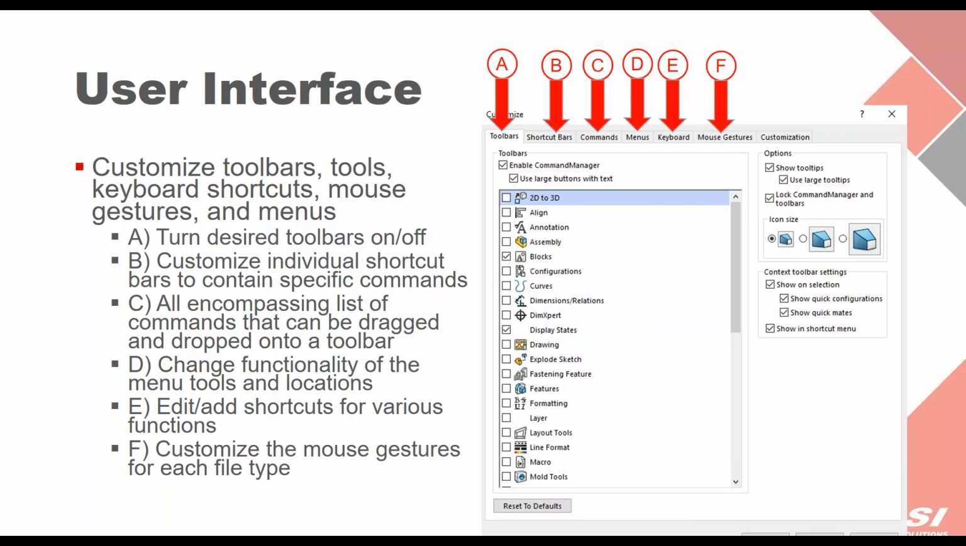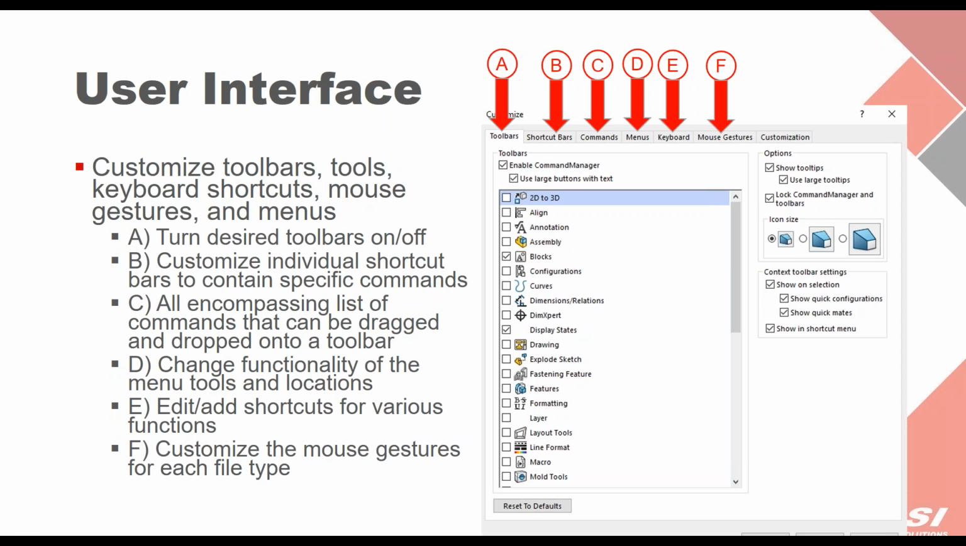So I've got A as the toolbar. This is basically self-explanatory: a check mark turns on and off the toolbars that you need. The shortcuts, so B, you can customize individual shortcut bars to contain specific commands, and I'm going to show all these within SOLIDWORKS so you guys know how to access this and do this easily.